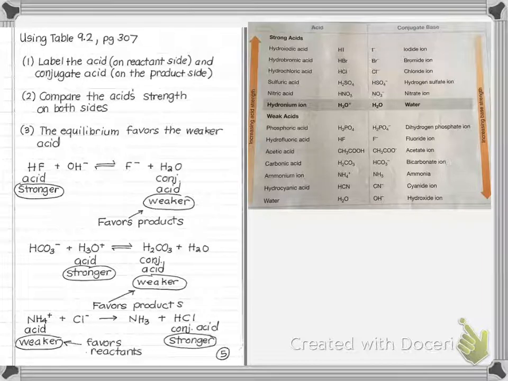To answer these types of problems, we use a chart that's similar to the one here. This is found in your textbook, and we don't need to memorize this. Let's look at the chart first, and this is not an extensive chart, it's only selected acids and bases. Looking at the chart, what you'll notice is that on the left side here are the acids. If you follow the arrows, it goes up. In this case, the strongest of the acids are on the top, and the weakest of the acids are on the bottom.